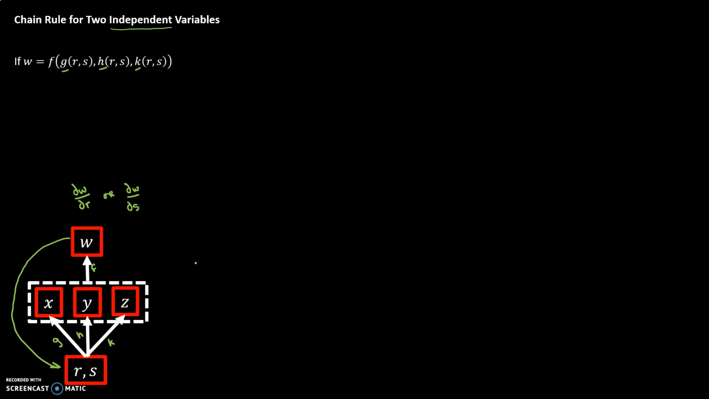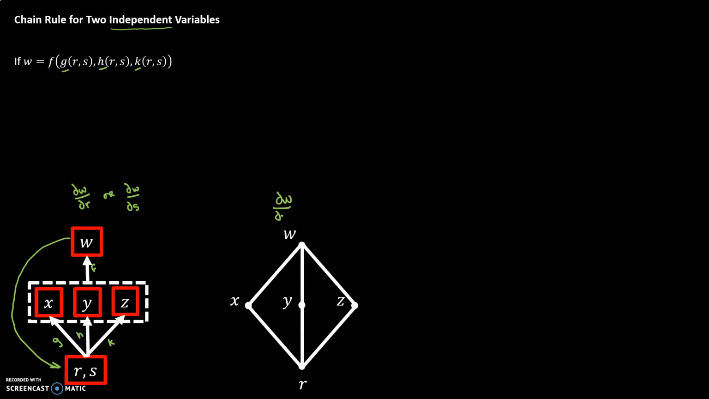Now that we've clarified that, let's take a look at each one of these partials. If we wanted to ask the question about how w changes with respect to r, we should isolate that portion of the diagram. Looking at our full diagram, if we're just asking about r, we're going to keep only r at the bottom for the independent variables and leave s aside. The intermediate variables are all copied over, same with the dependent variable.